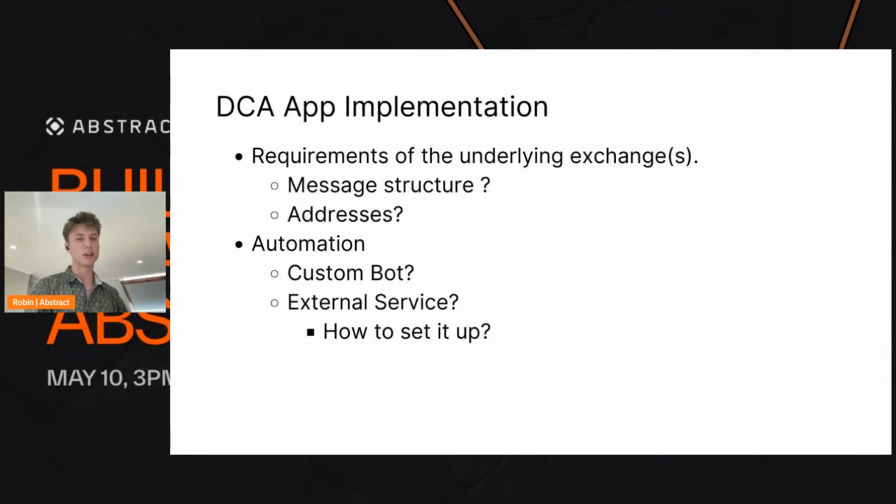Then for automation, we really have 2 options. We can either write our own bot. So we can use CW Orchestrator that will run a cron job. We provide it with a wallet with some funds, and then it will automate the execution of the DCA. Alternatively, we could use an external service. There are some services out there that allow you to just give it some funds and tell it, hey, I want you to execute this contract based on these rules. And then the question is, how do you set that up?